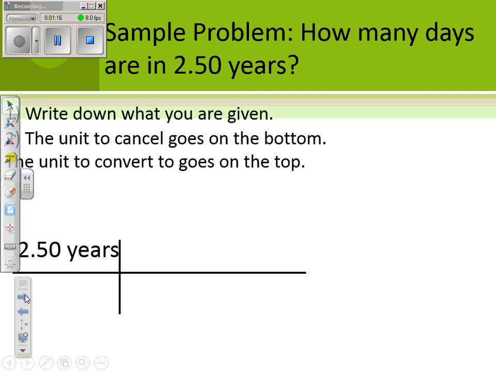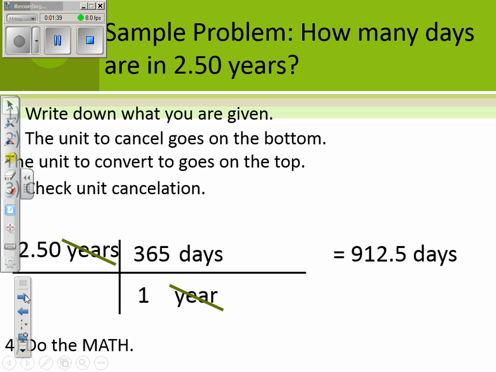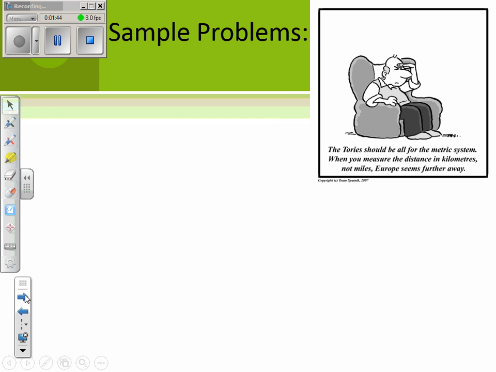Well, I have an equality about days and years. I know that for every 1 year there are 365 days, so I'll put years on the bottom and days on the top, and then I'll check that the units cancel, so I cancel out the years on the top and bottom. Then, since those numbers are both on the top, we multiply them out. When I do the math, I end up with 912.5 days. So that's in the correct units.